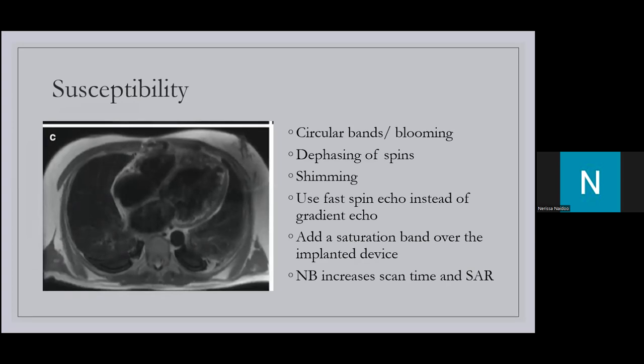What we can do to remedy it is to use shimming. You can use fast spin echo sequences instead of the gradient echoes. And you can also add a saturation band over the implanted device. Remember to watch your scan time if it does increase, especially with the addition of a saturation band, as well as your SAR. If you are scanning on a 3T, you will find that the SAR can become quite problematic. What we do is, at the start of the scan, we switch from first level to normal mode, and that usually keeps your SAR at bay, and you don't have any issues while scanning. Otherwise, you will find that you cannot continue your measurements. So just be wary of that.